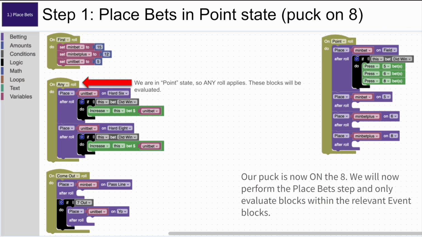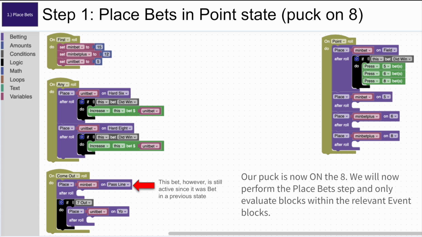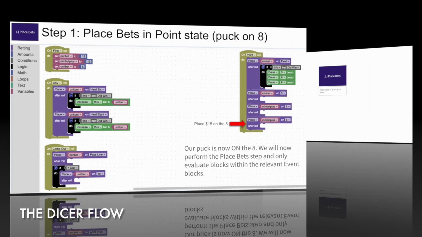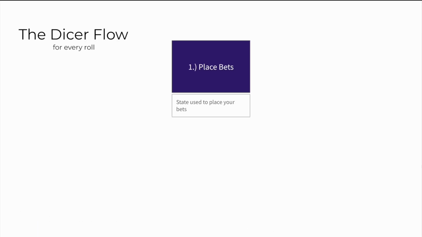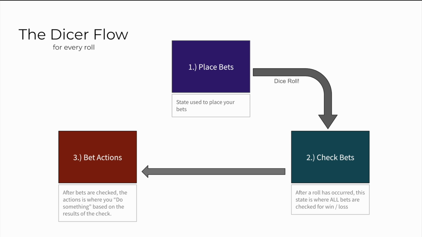In order to fully understand how to build strategies in the Dicer platform, it is important to first understand how the flow of operation works within Dicer. We like to call this the Dicer flow. The Dicer flow is a series of steps that the software follows for every single roll that is made while evaluating your strategy. As it turns out, there are only 3 steps, and every one of those steps is very similar to what you would experience for every roll in an actual craps game.